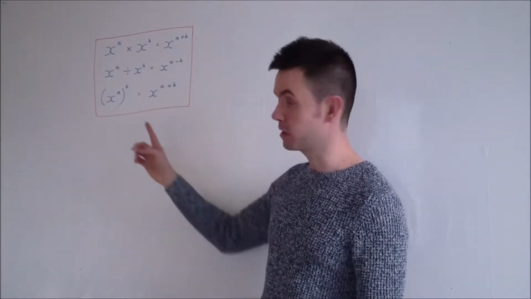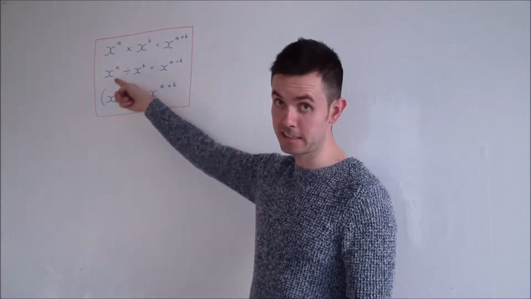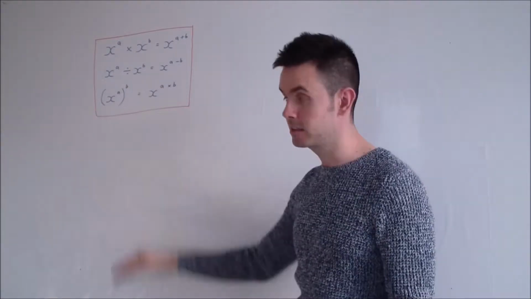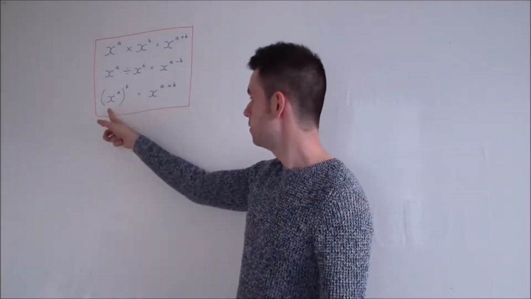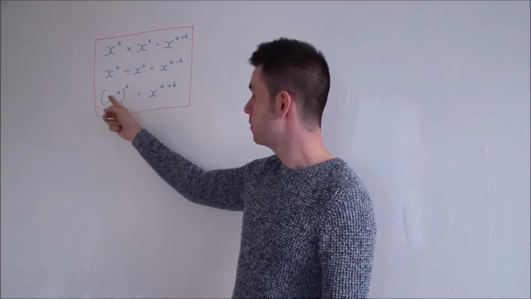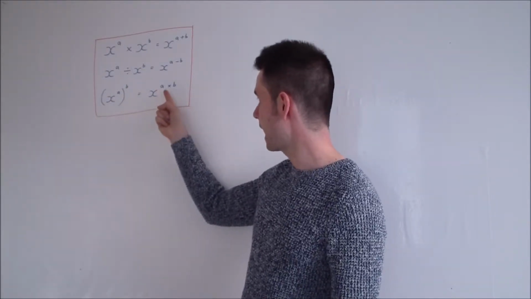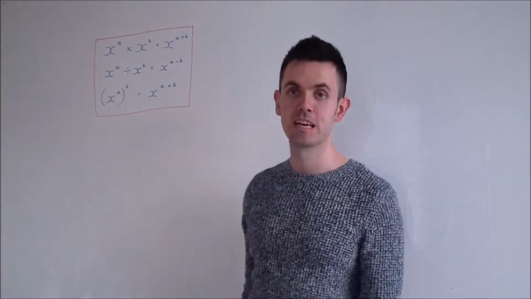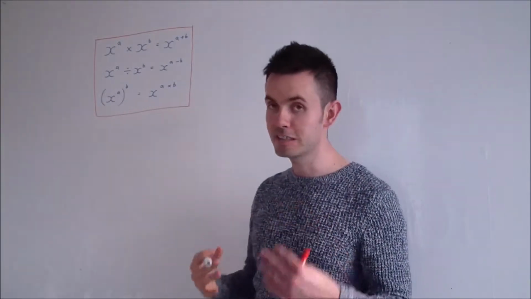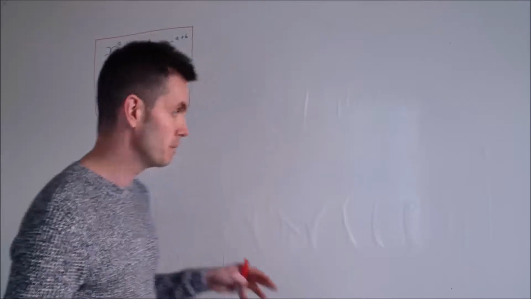This only works when you've got the base number, in this case x, the same. It doesn't work in other situations. Finally, if you have x to the power a, which itself is then raised to the power b, the answer is x to the power a times b. Now you know those ones already, but there are some other index laws to learn, which we'll go over now.